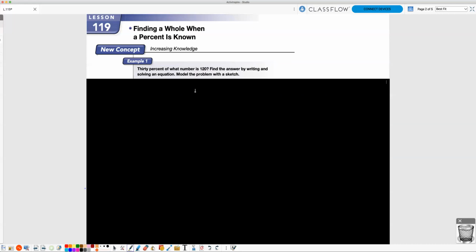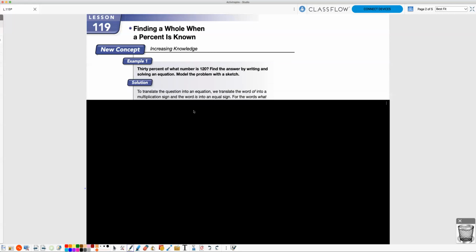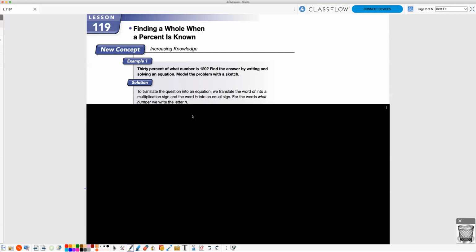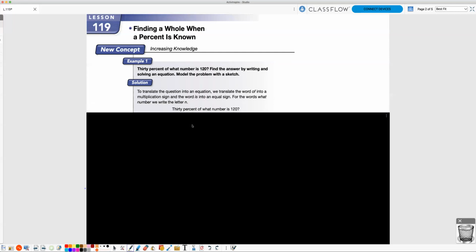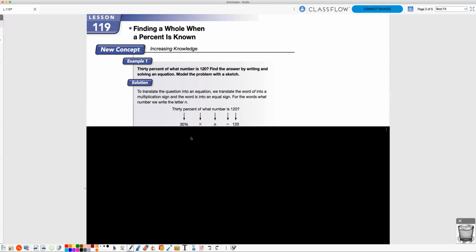Example 1, 30% of what number is 120? Find the answer by writing and solving an equation. Model the problem with a sketch. To translate the question into an equation, we translate the word of into a multiplication sign and the word is into an equal sign. For the words what number, we write the letter n. So 30% of what number is 120 looks like this: 30% times n equals 120.